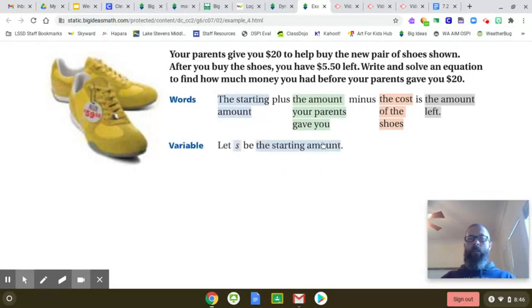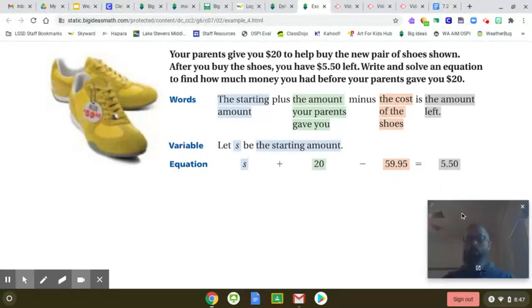So let S be the starting amount. We don't know what that is. That's what we want to find out. That's our variable. S plus 20 would be the amount your parents gave you. We know they gave you $20. Minus the cost of the shoes, which is $59.95. I couldn't read that, but now we know that it's $59.95 equals the leftover amount, $5.50.